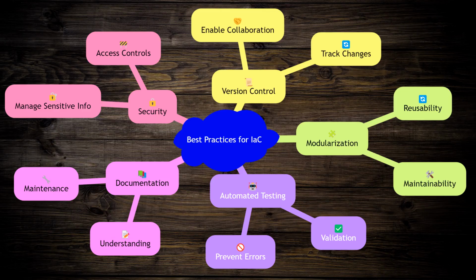To maximize the benefits of IaC, several best practices should be followed. Version control is essential for tracking changes and enabling collaboration. Modularization promotes reusability and maintainability of code. Automated testing and validation ensure that infrastructure changes do not introduce errors. Documentation is crucial for understanding and maintaining IaC code. Finally, security should be a priority, with sensitive information managed securely and access controls enforced.